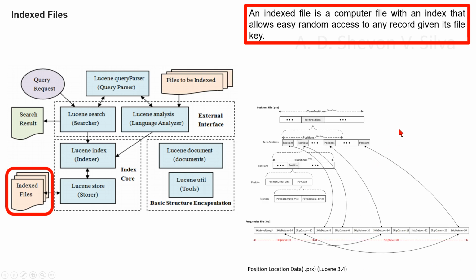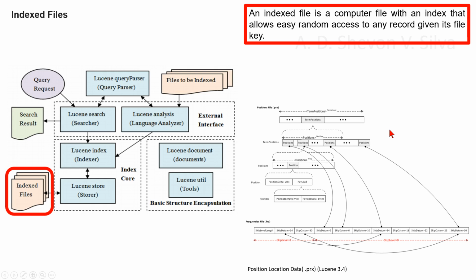Now we are considering the position location data, .prx. The .prx file contains a list of positions that each term occurs at within the document. If omit tf is set to true in a field, no entry for that term will be stored in this file. If omit tf is set for all terms, then the .prx file will not exist.